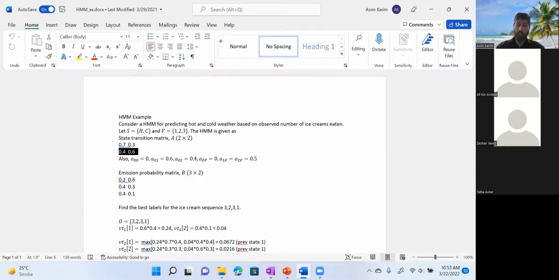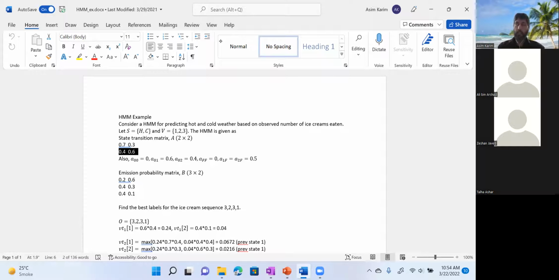So the second row, of course, is cold. Okay? If it was cold, then the probability of the next day being hot is 0.4, and the probability of cold is 0.6.